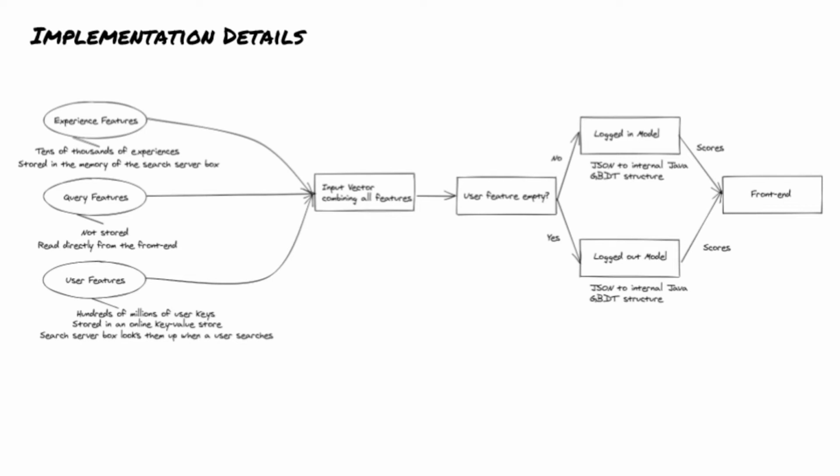As far as the model deployment process is concerned, the team transformed the GBDT JSON model file to an internal Java GBDT structure and loaded it within the search service application when it starts. At the time of scoring, all features are pulled in from their respective locations and concatenated into a vector which is used as an input to the model. Depending on the availability of the user features, the logged in or logged out model gets selected. The selected model ranks all the available experiences, which are then shown on the page in descending order of their scores.